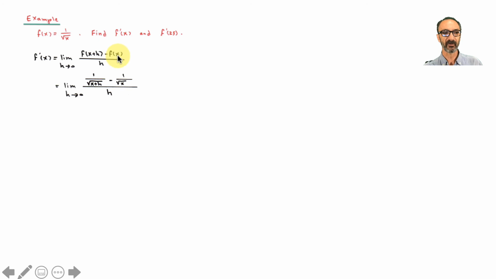Instead of f of x, we're going to write 1 over square root of x right here. Instead of f of x plus h, I'm going to write 1 over, just like applying the derivative, the function as defined. I want to simplify the numerator right here by combining them using a common denominator. The common denominator is you multiply them together because they're both different, and you end up with this.